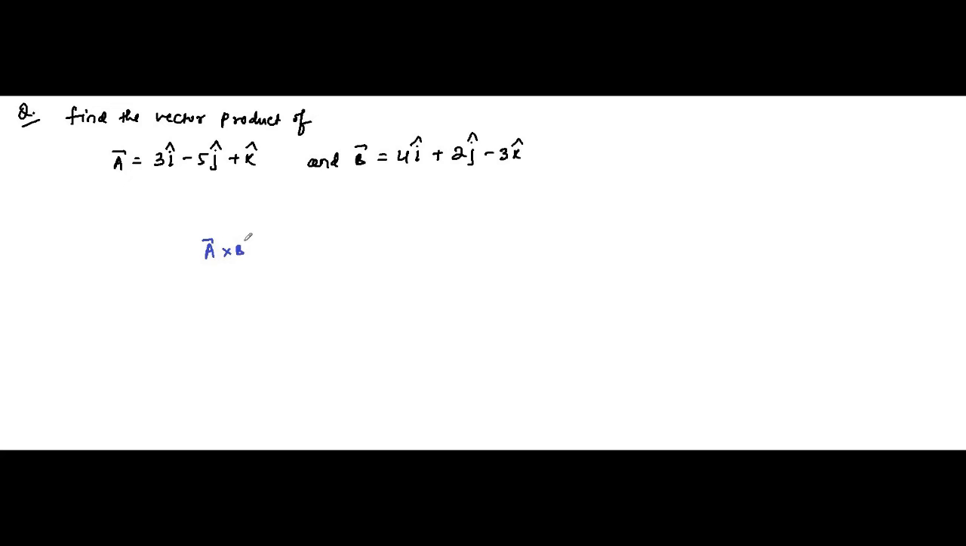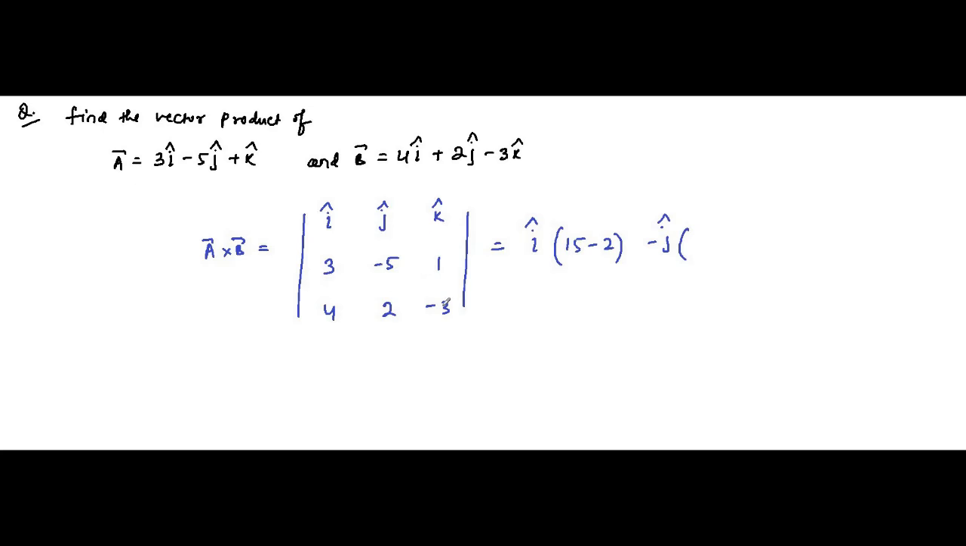A vector cross B vector, the determinant of the following: the x, y and z components of A, and here it is x, y and z components of B. 3 minus 5, 1, 4, 2 minus 3. So here it is i cap minus 5 into minus 3, which is 15, minus 2 into 1, which is 2, minus j cap 3 into minus 3, which is minus 9, minus 4 into 1, 4. Then k cap 3 into 2, 6, minus 4 into minus 5, which is minus 20. So this is 13i cap plus 13j cap.